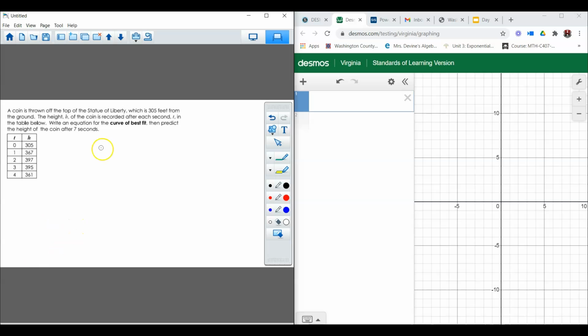All right, so here's another one. This one says that a coin is thrown off the top of the Statue of Liberty, which is 305 feet from the ground. The height h of the coin is recorded after each second t in the table below. Write an equation for the curve of best fit, then predict the height of the coin after 7 seconds.